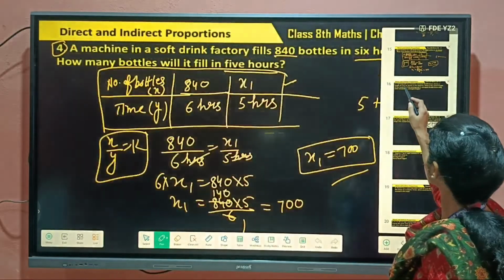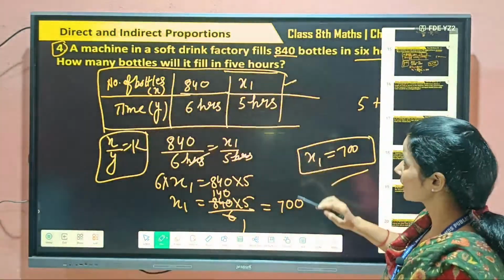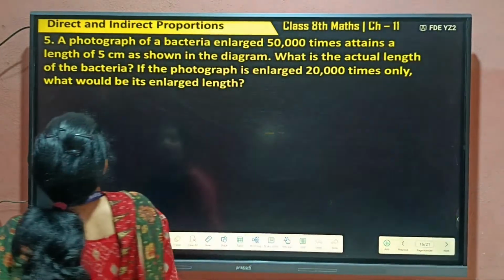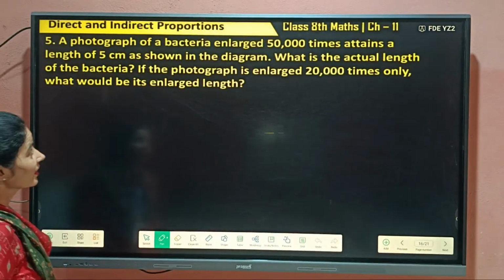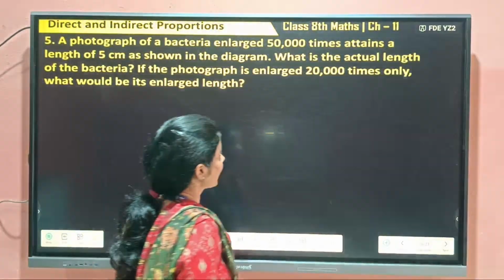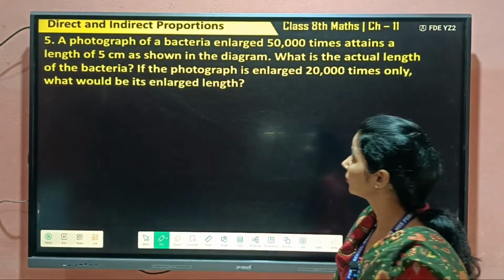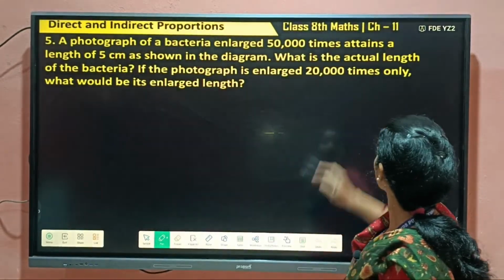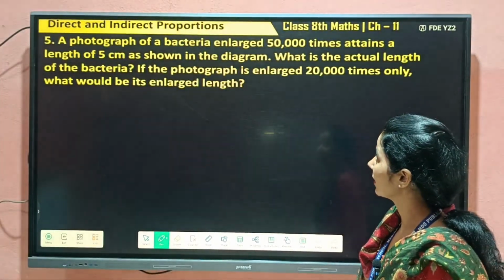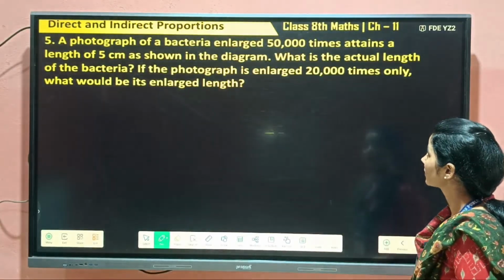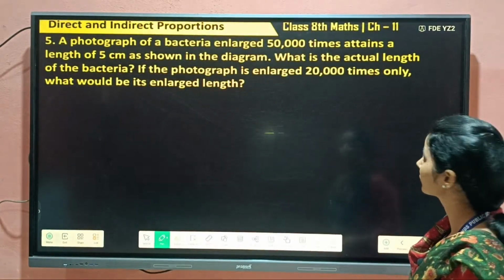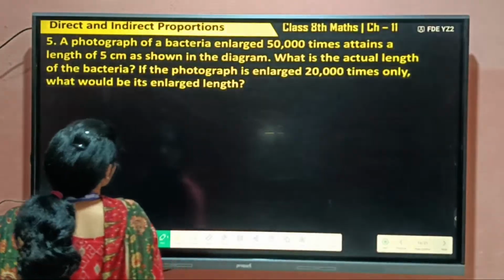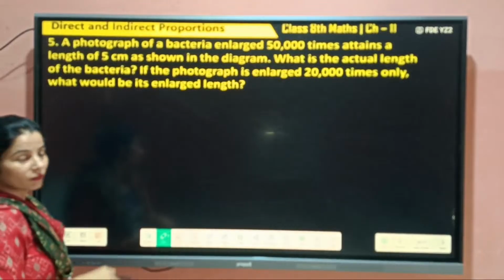See, this was fourth question. In last video we discussed. Next question we are going to discuss. A photograph of a bacteria enlarged 50,000 times attains a length of 5 centimeter. Figure is not there. What is the actual length of the bacteria if the photograph is enlarged 20,000 times only? What would be its enlarged length? Let us tabulate this information.